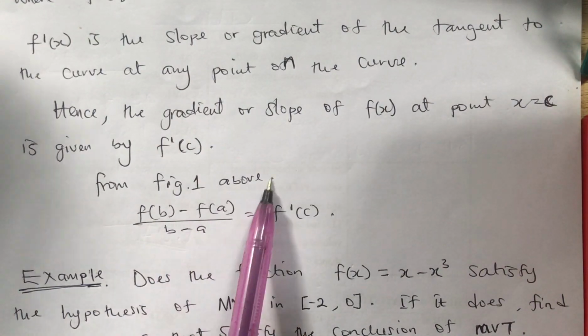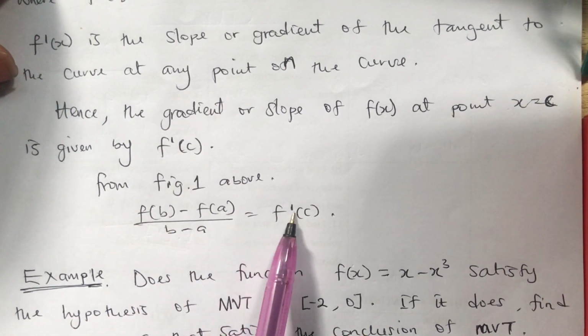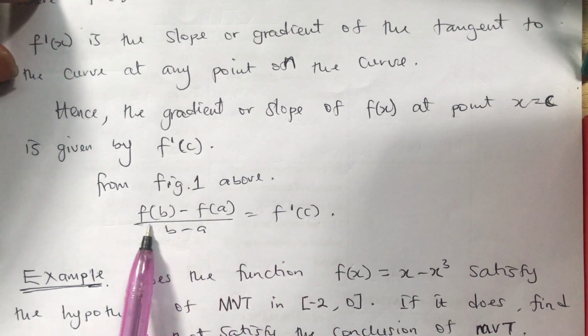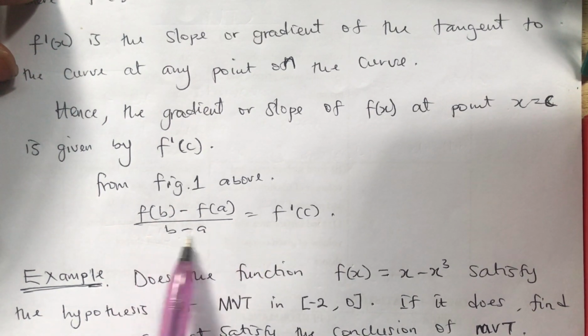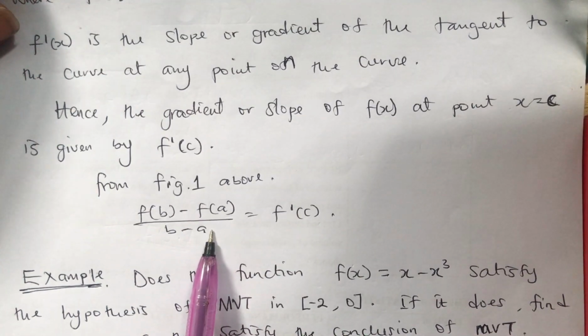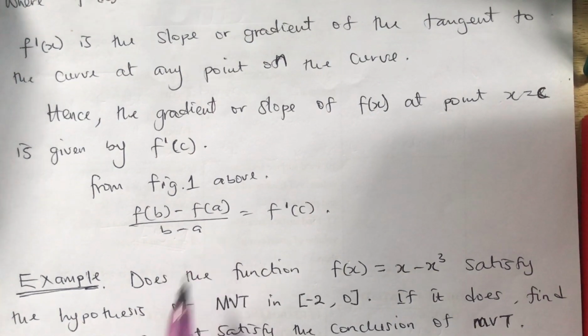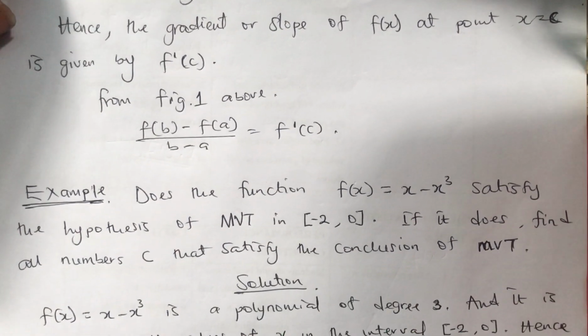From figure 1 above, f of b minus f of a over b minus a equals f prime of c. So these two gradients are equal according to the mean value theorem. Now let's see some examples to have a proper understanding of the mean value theorem.